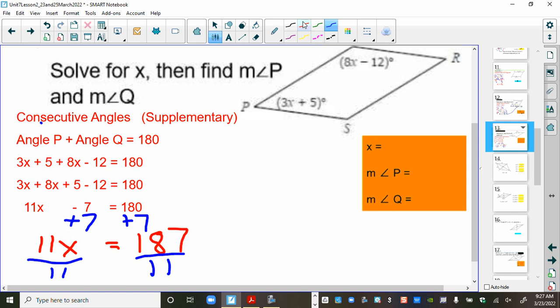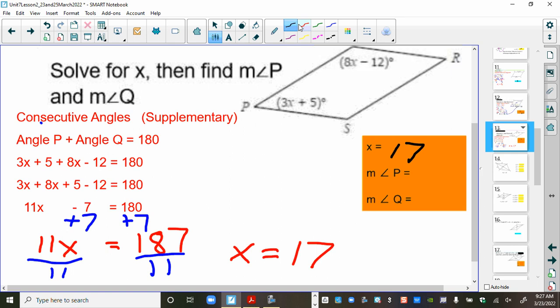So therefore, x is what number? What's 187 divided by 11? Again, you should be writing this down. You should know this. If x is 17, now are we finished with this problem? No. What do we have to do? Find the angle measurements. That's right.